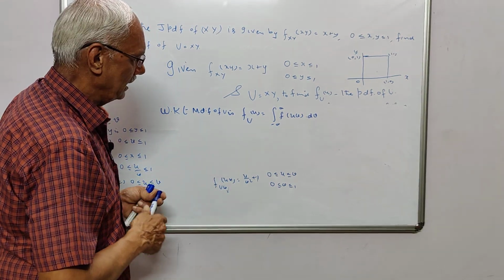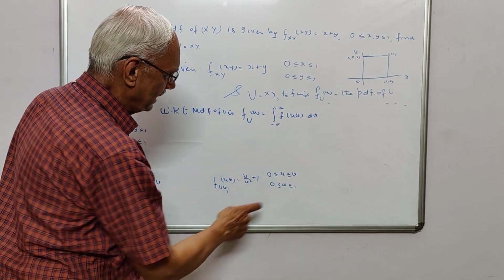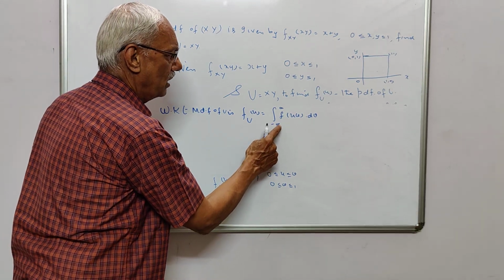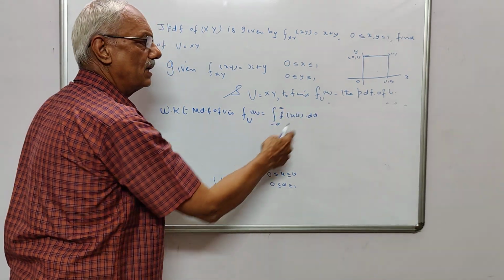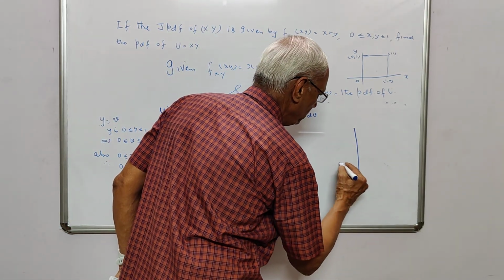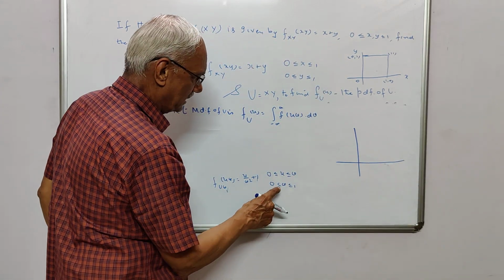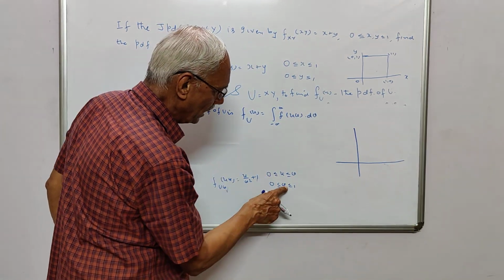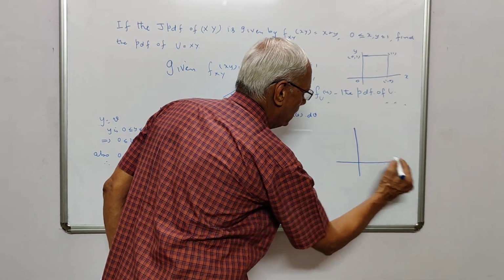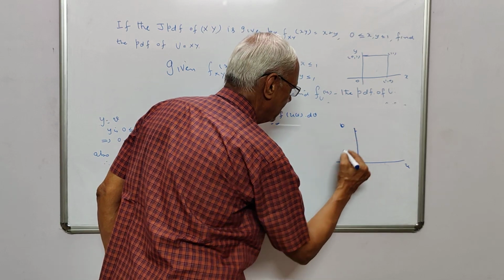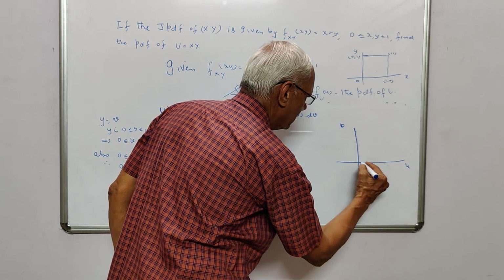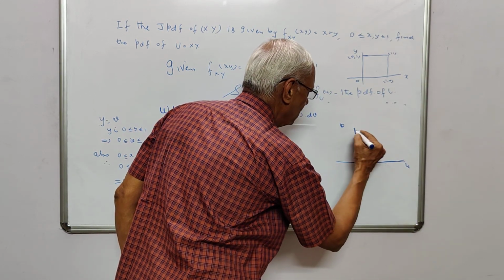Now let me draw the diagram for this. Let us draw the diagram, then only I will be able to find out what is the domain in which this integral has to be evaluated. So this is 0 less than or equal to v less than or equal to 1. That means this is your v and this is your v. Let us take this point. So draw this line, v is equal to 0. v is equal to 0 is this line and v is equal to 1 is this line.